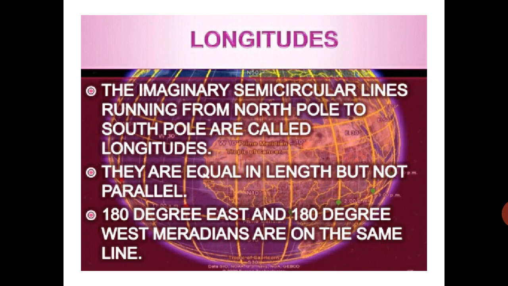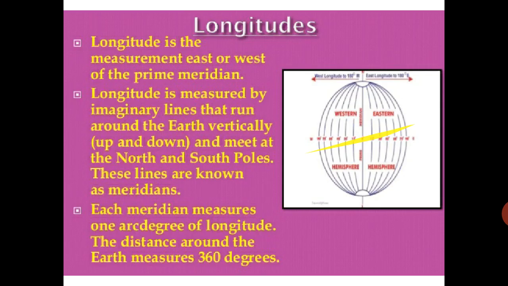See now longitudes. These are imaginary semicircular lines running from the North Pole to the South Pole. You can see in the picture also on the backside, the long lines are going. These are the longitudes. They are equal in length but not parallel. Parallel means those lines never meet. The 180 degree east and 180 degree west meridians are on the same line.